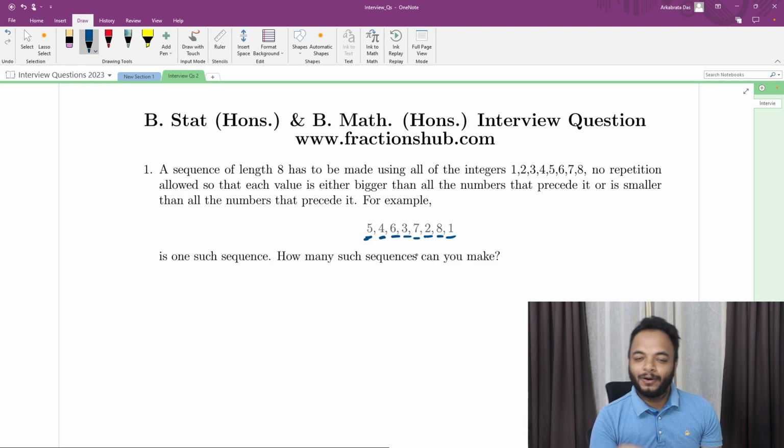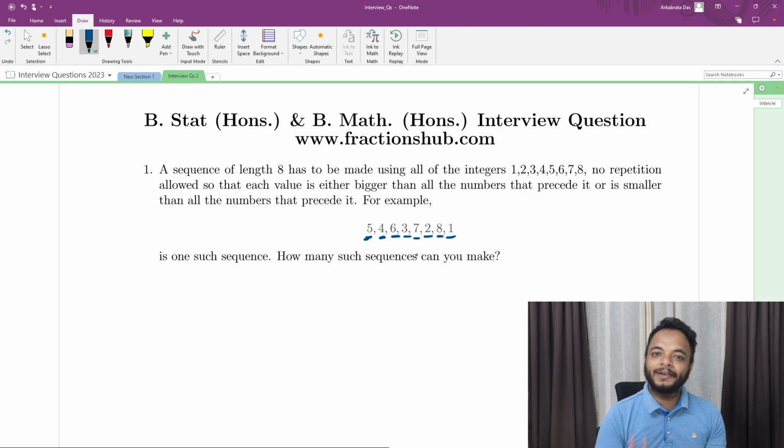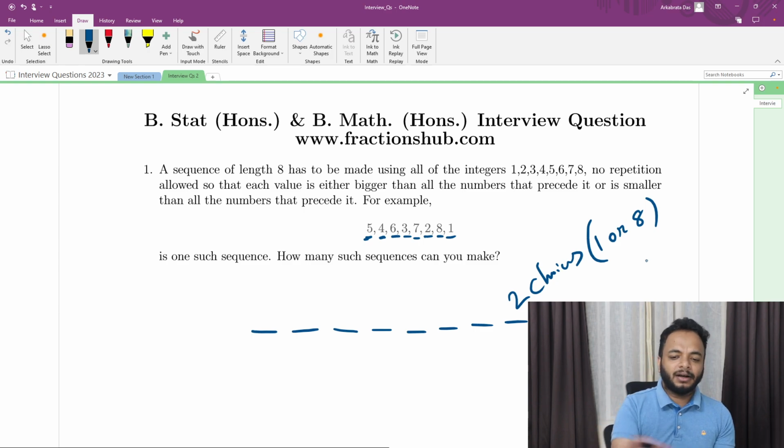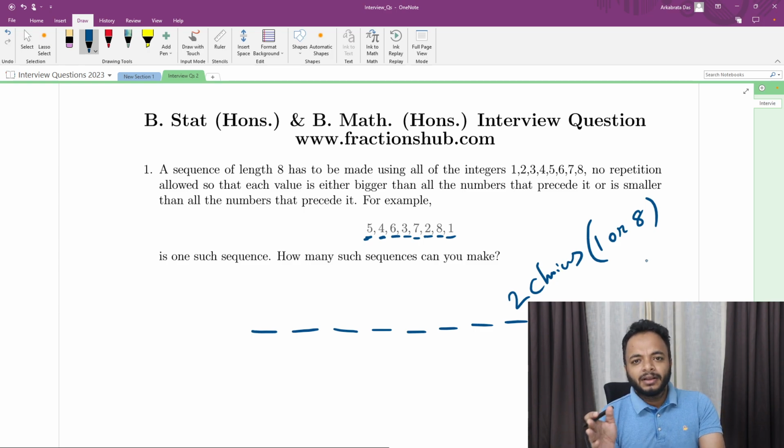Okay, so whoever sits doesn't matter. So all we know is that at the very end, so let's take 8 gaps, 1, 2, 3, 4, 5, 6, 7, 8. So the last place we have two choices. Okay, 1 or 8. Whoever sits, either 1 or 8, doesn't matter. So then we will go to the second last place, the 7th place.